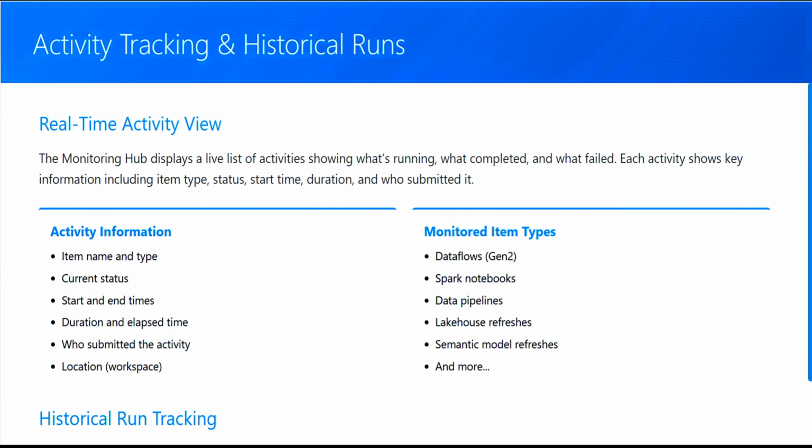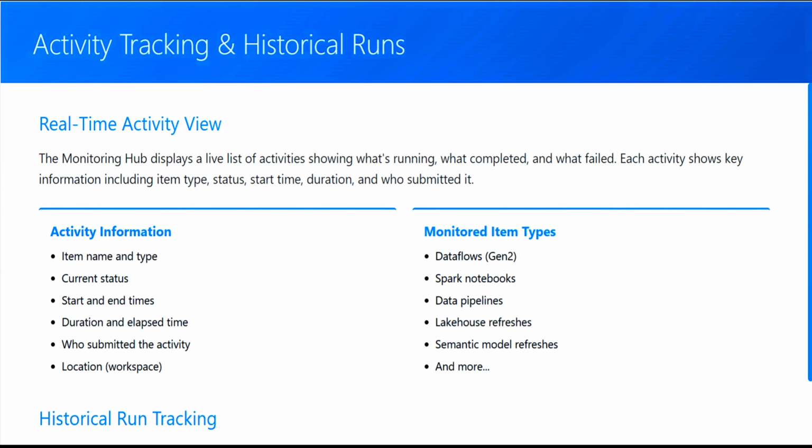When you open the monitoring hub, you see a list of activities. Each row represents something that's happened or is currently happening: a notebook that just ran, a data flow that's in progress, a pipeline that completed an hour ago. For each activity, you get key information at a glance. What type of item is it? What's its status? When did it start? How long has it been running? This quick overview lets you spot issues immediately.